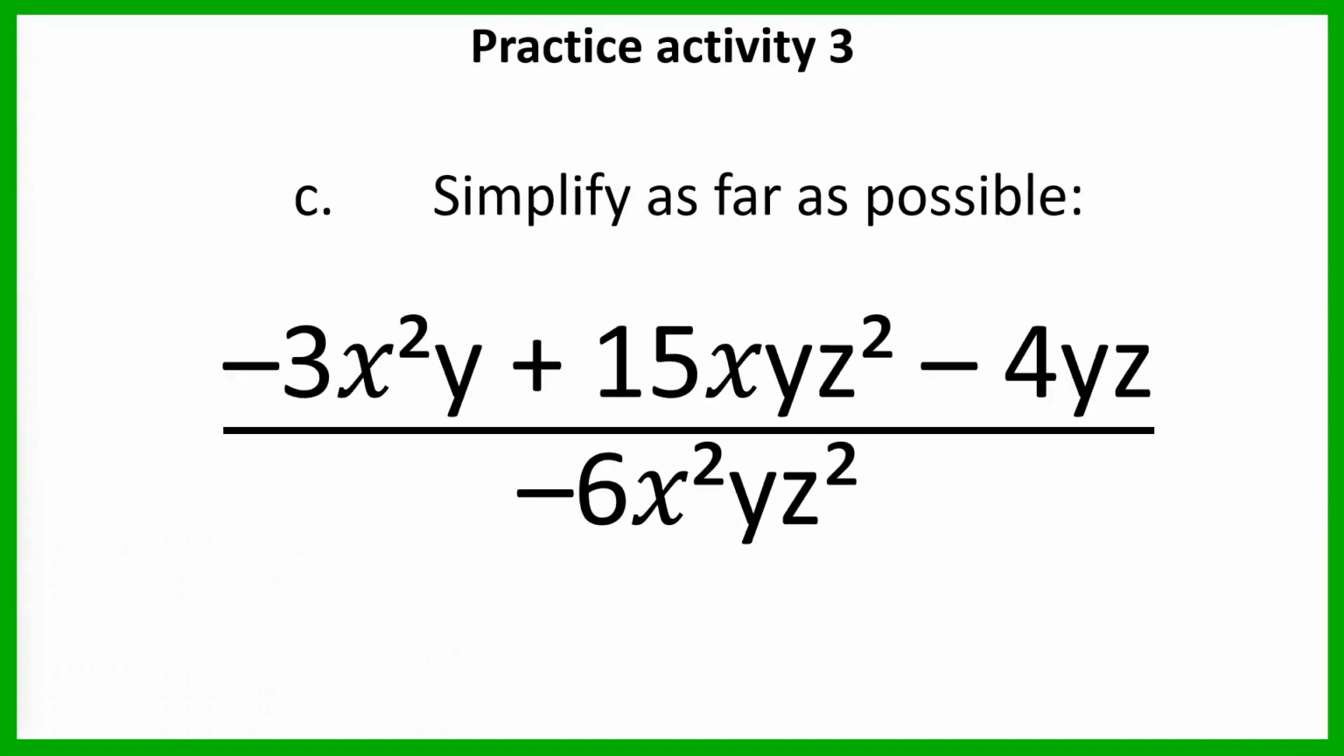You've got negative 3x squared y plus 15xyz squared minus 4yz, and that's all being divided by negative 6x squared yz squared. Okay, so I'm going to give you 2 minutes for this one as well.